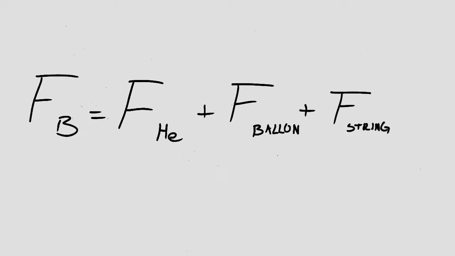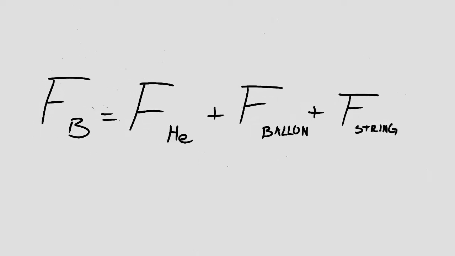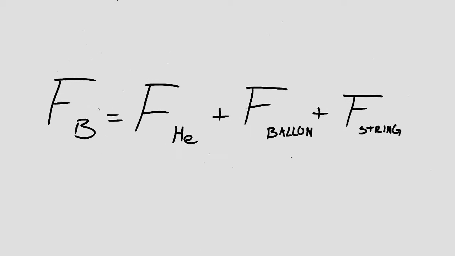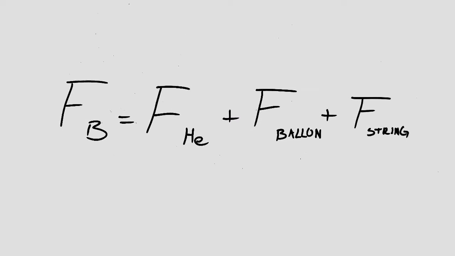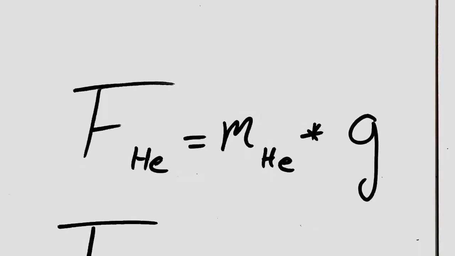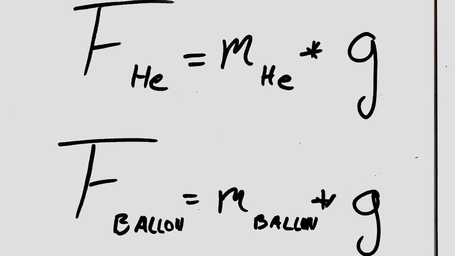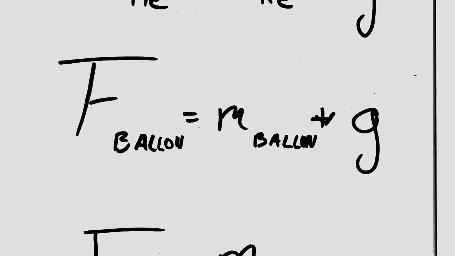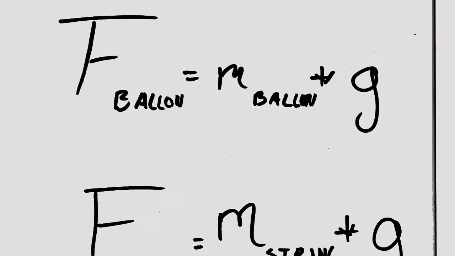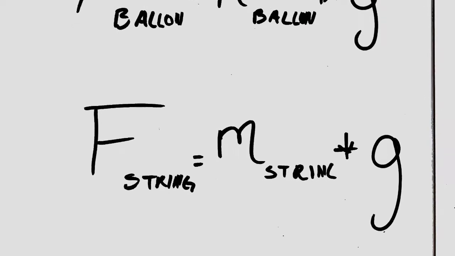Now we can break down the total weight into three different forces. This will be the force applied by the weight of the helium, the force applied by the weight of the balloon, and the force applied by the weight of the string. A force is equal to mass times the acceleration, or in this case, the gravity. So we can say each one of the forces can be expressed as mass of the helium times gravity, mass of the balloon times gravity, and finally, mass of the string times gravity.